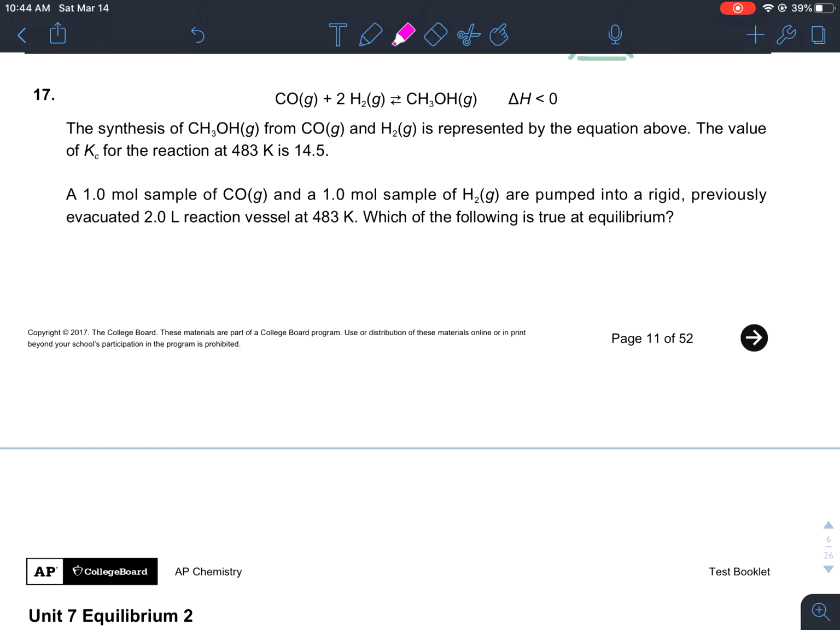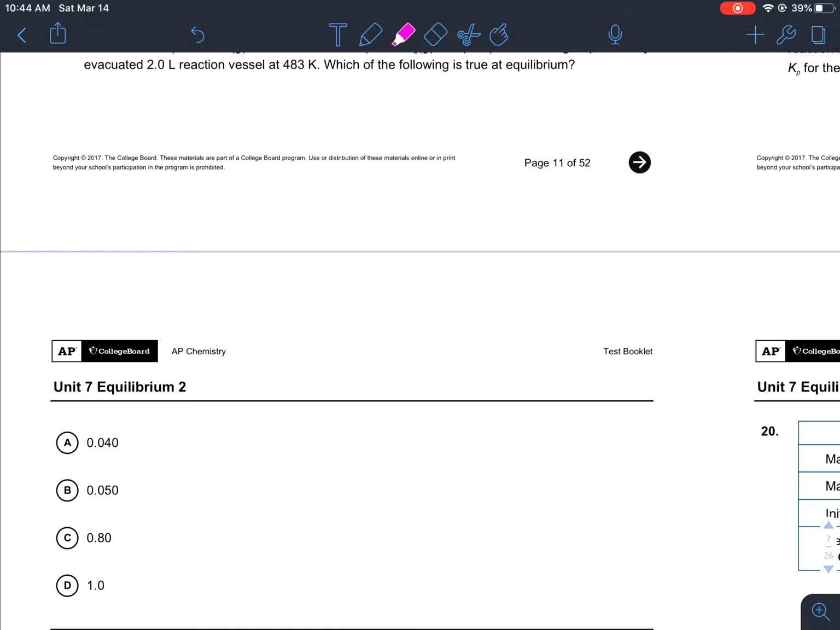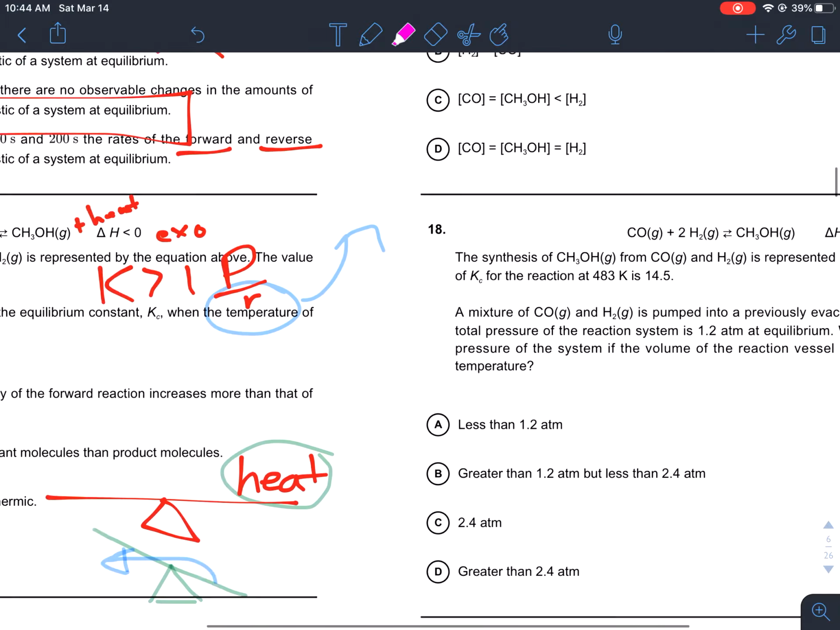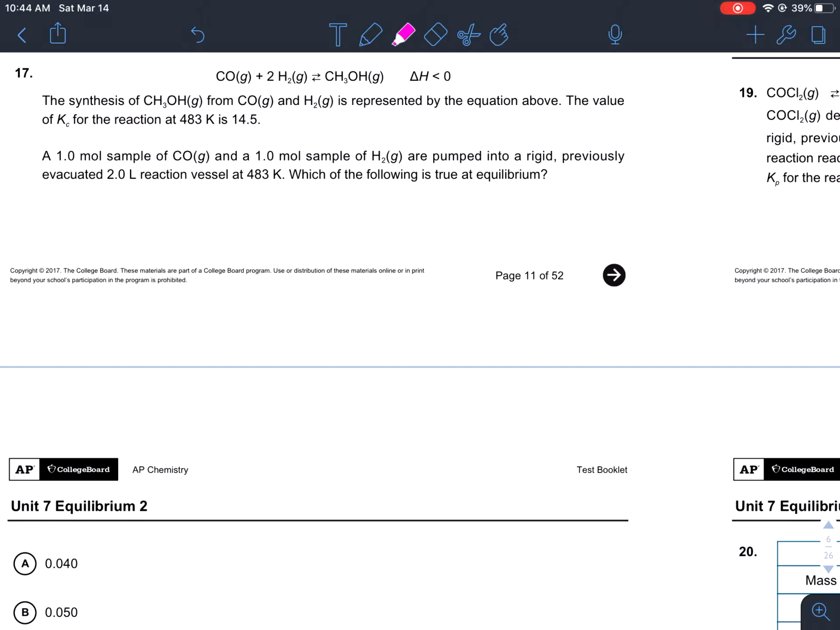Same reaction. Oh, it's actually the same exact question. So, no, it's not. Oh, sorry, I went the wrong way. This is not the same question. It's saying synthesis, but it's using the same equation. The synthesis of methanol from CO and H2, same details. But now you have a 1 mole sample of CO, a 1 mole sample of H2, in a previously evacuated 2-liter reaction vessel. Which of the following is true at equilibrium?